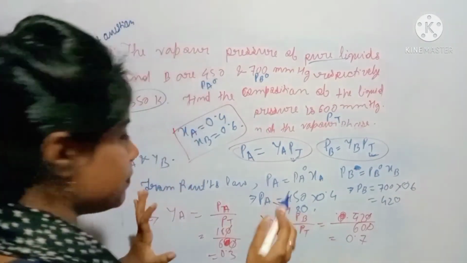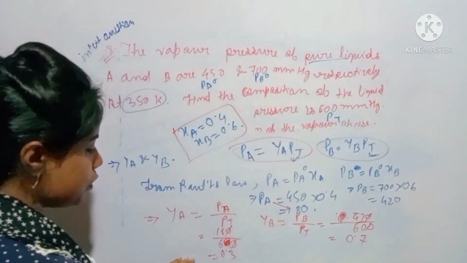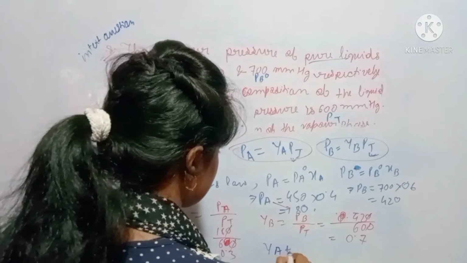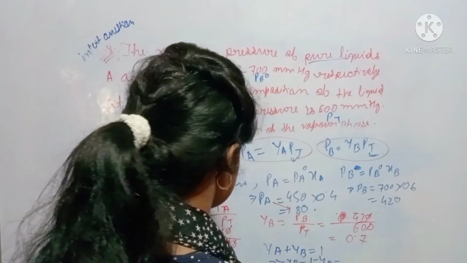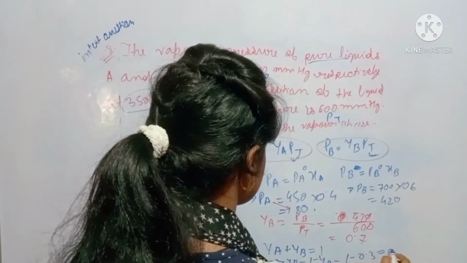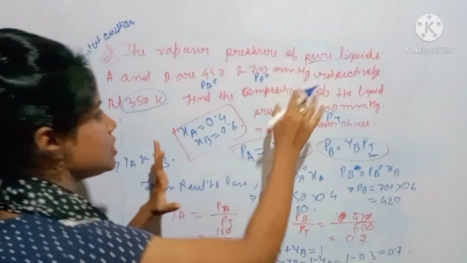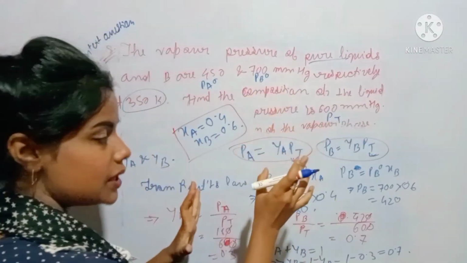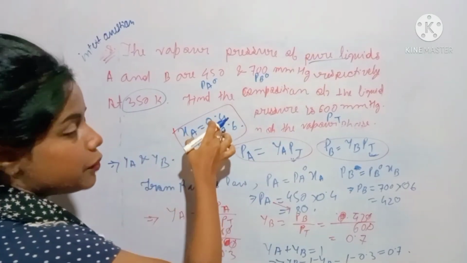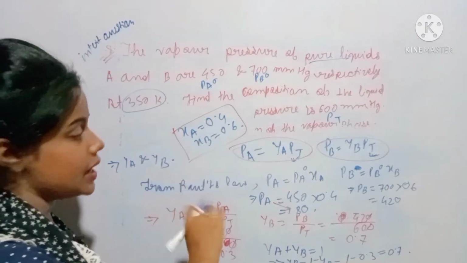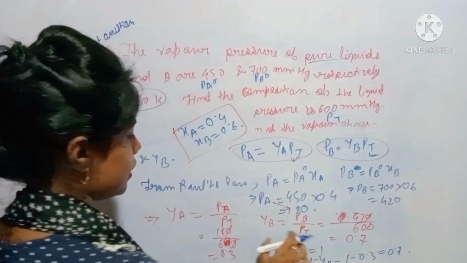If you find difficulty calculating this, once you get the value of YA, you should know that YA plus YB equals 1. So YB equals 1 minus YA. Just put 1 minus 0.3 equals 0.7. In this question we have to calculate the composition in the liquid state, that is XA, pure liquid A, is 0.4 and pure liquid B is 0.6, and in the vapor phase, A is 0.3 and B is 0.7.